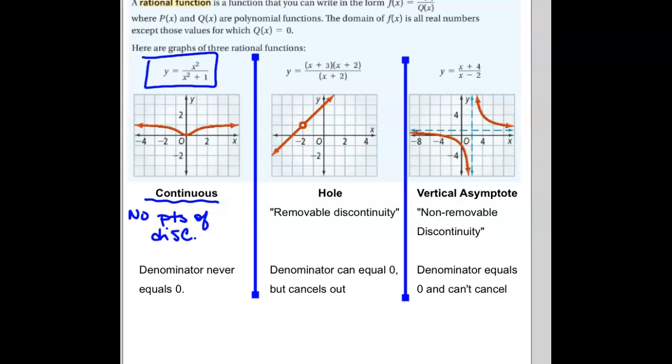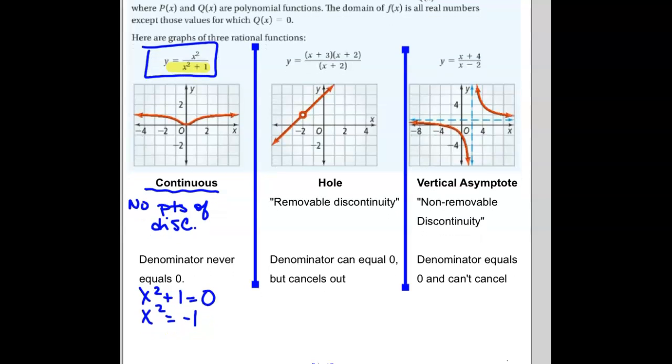If you look at this denominator, we've got x squared plus 1. And if we think about setting that equal to 0, then x squared would have to be negative 1. And we know that when we square a value, we're not going to get a negative.